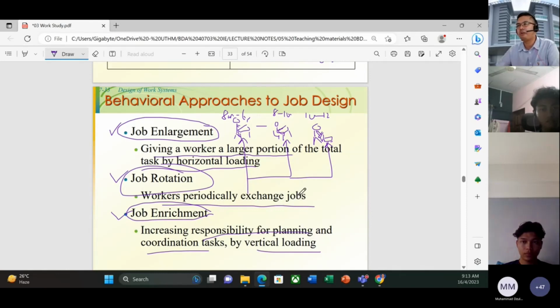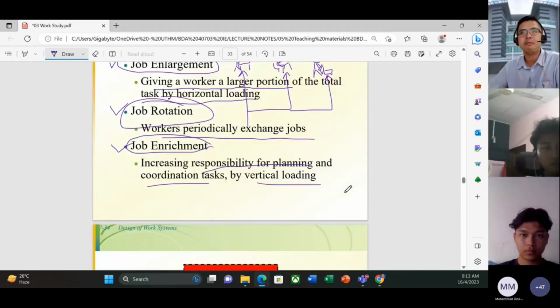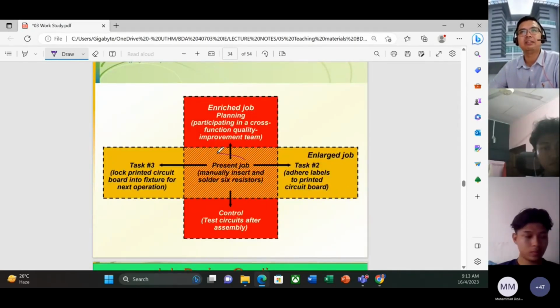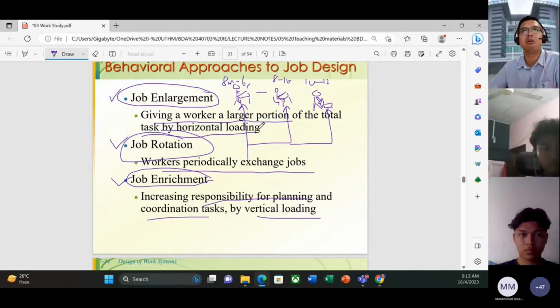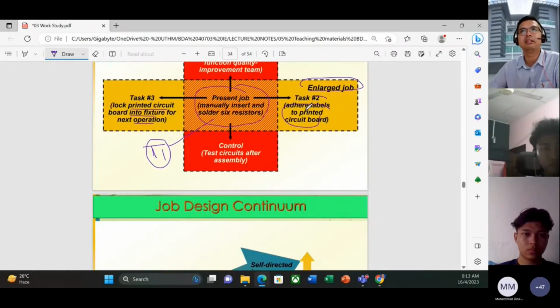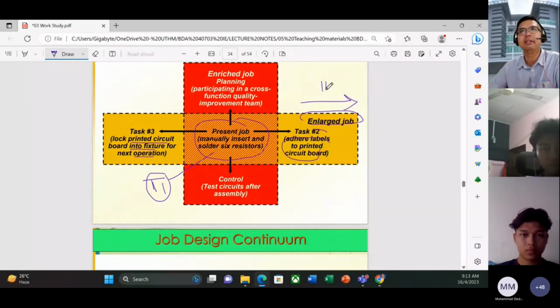So the first thing is we want to avoid worker fatigue from performing the same job design. This is the present job, for example, manually inserting and soldering a resistor. If we want to enlarge the job, this is task number 1, the existing task. We can give task number 2, adhering the label to printed circuits, or task number 3, locking the printed circuit board into the fixture on the next operation. Please remember, job enlargement is horizontal loading.